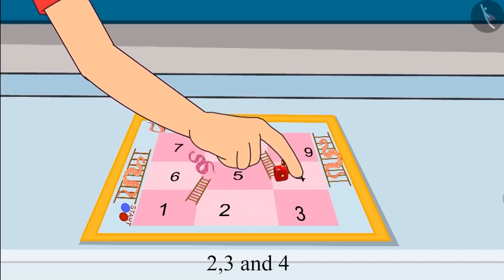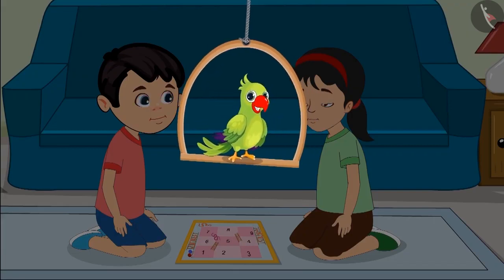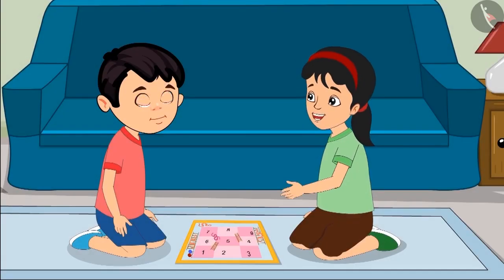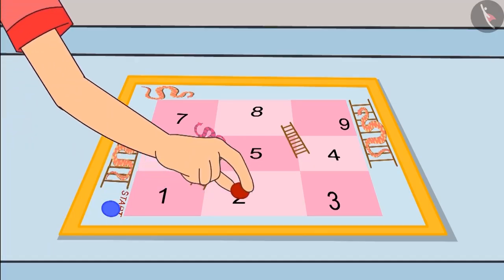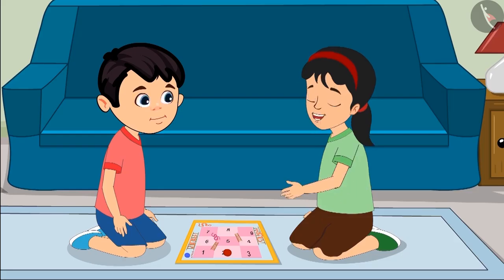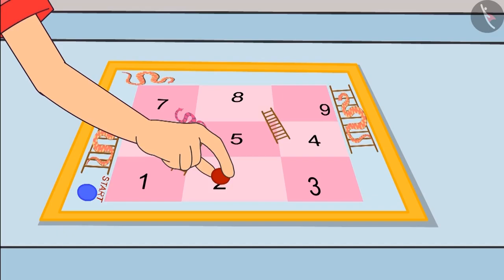2, 3 and 4. Do you think Chotu's method to add the numbers is correct? Come on, let us look at this carefully. Chotu, 2 has come on one dice, so move your piece forward to 2 places. And after that, move your piece as many numbers forward as the number on other dice. Because here we got the number 3 from the second dice. From 2, we will go 3 places forward.